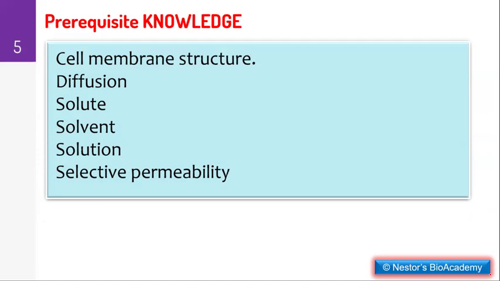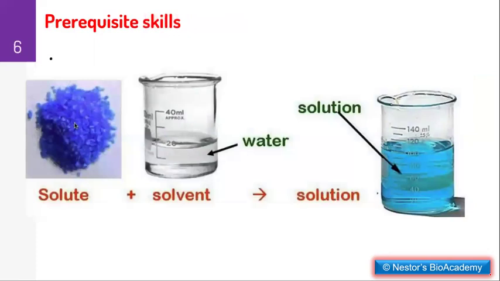In case you don't have a firm grasp of the concepts, you can consider reviewing that video before continuing with this. You need to know what a solute is, what a solvent is, what a solution is, and what selective permeability refers to. If you can recall from your Form 1 chemistry, a solution is a mixture of a solute and a solvent. If I take a solute, like sugar or salt, and I dissolve it in a solvent, which is water, I get a solution.